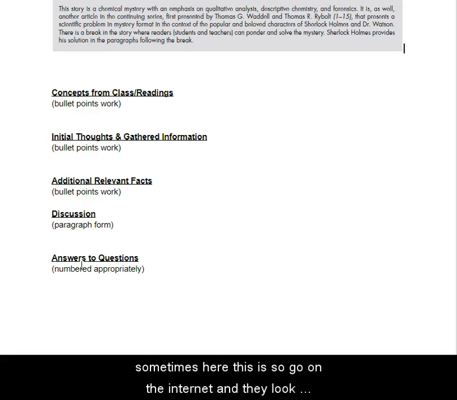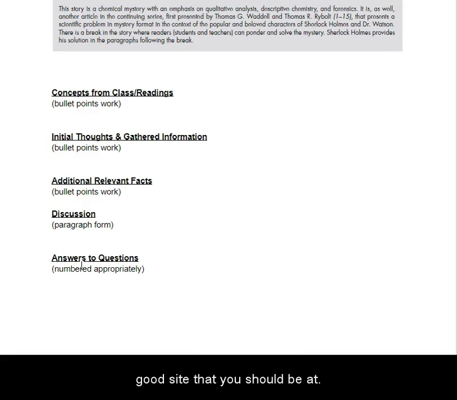Sometimes here, this is where students will go on the internet and look things up. If you go to the internet, please make sure that you cite that website, even if it's just copying and pasting the website down. I like to check where you go on the internet to make sure it's a valid site. Sometimes students will pick a site that has absolutely nothing to do with the case, or it's not current or accurate information. I just like to share that with you if it's not a good site that you should be at.